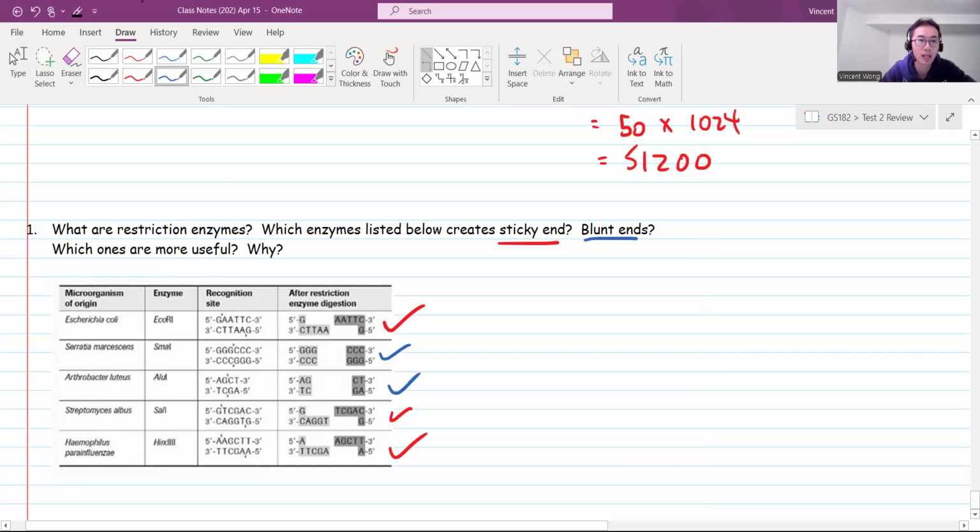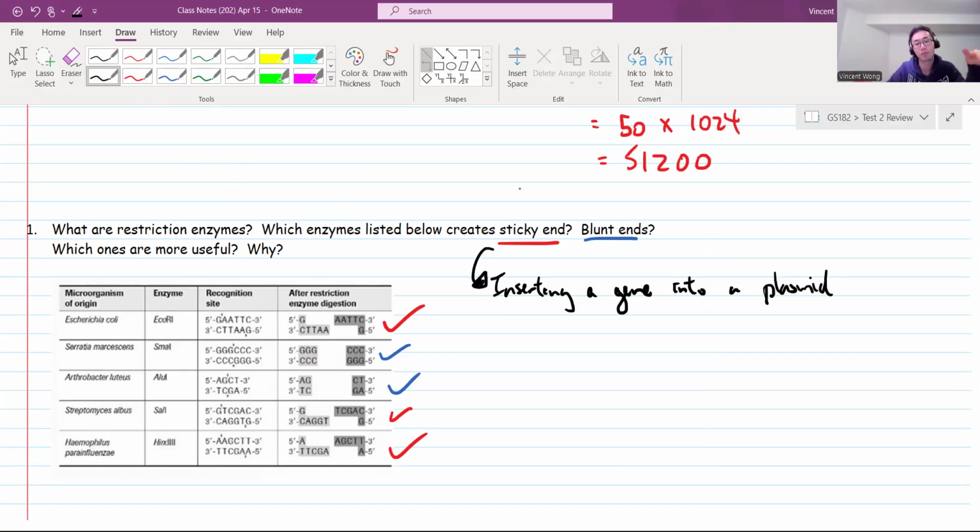Okay, so which one is more useful? I mean, it depends on what you're trying to do. In class, we only talked about inserting a gene into a plasmid. We would need to create sticky ends because sticky ends allow the overhang, this thing that's hanging out, to reconnect with each other. Okay, and that would be ideal for putting things into the gene.